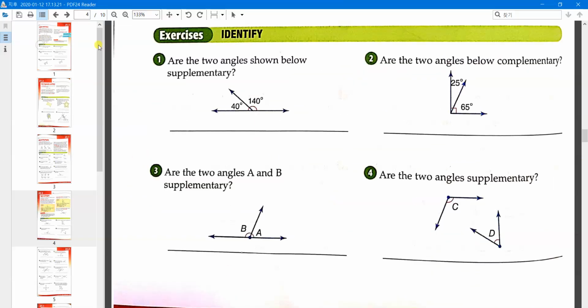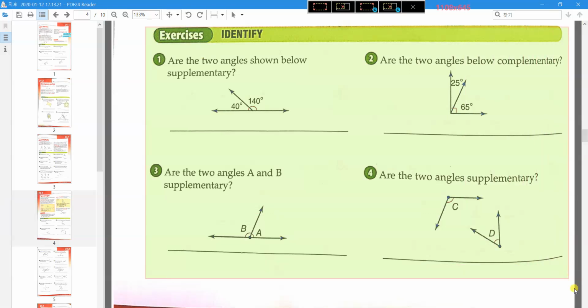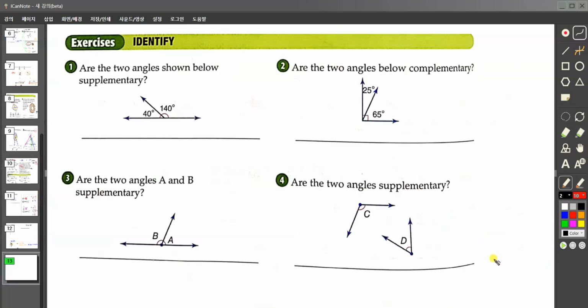Okay, that's everything. The concept of supplementary, complementary and opposite angles is done, so we go to the exercise. Are the two angles shown below supplementary? Supplementary means the sum of these two angles has to make 180, right? Is this complementary? 25 and 65, right?